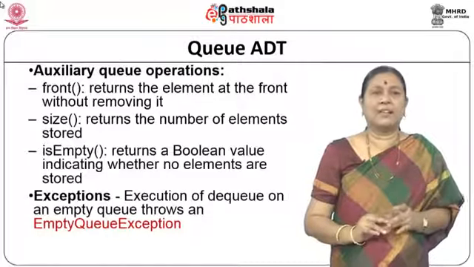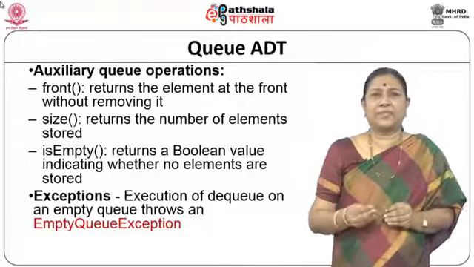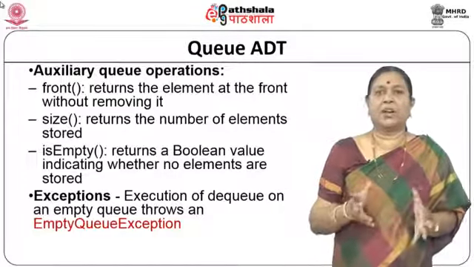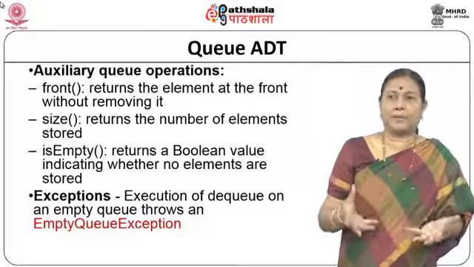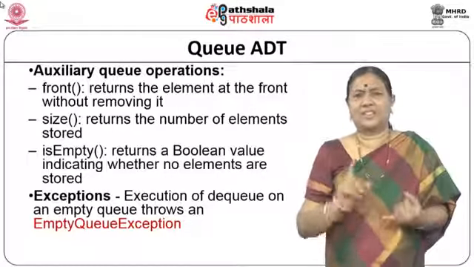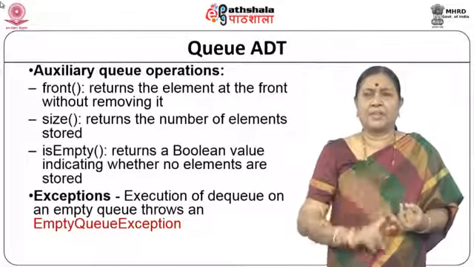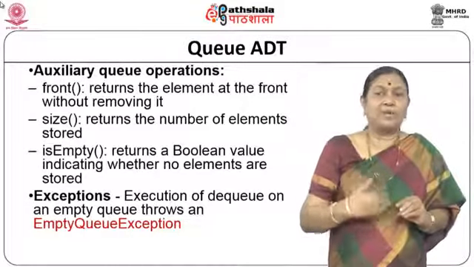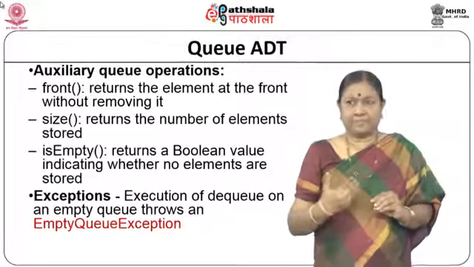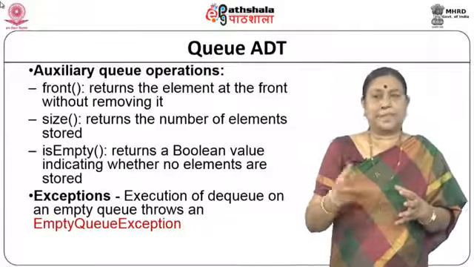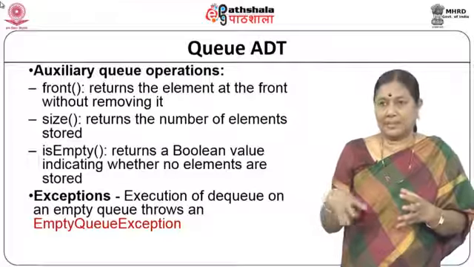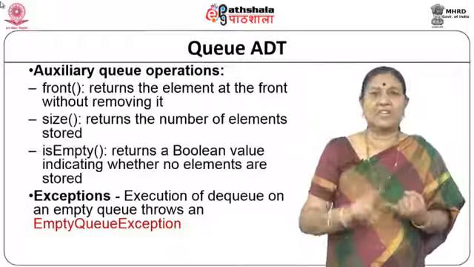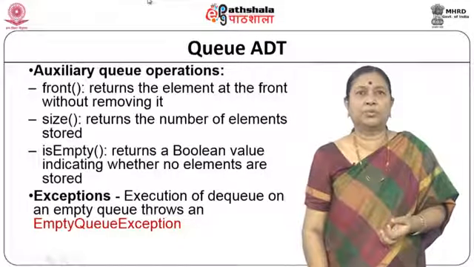And exceptions are there. This is typical again. Execution of a dequeue on an empty queue will always throw an empty queue exception. So, you cannot delete an element from a queue if it is empty. This is true for any data structure we have seen up to now: list, stack, now queue, this exception comes. Added to this, you will remember there is an add operation. You can add an element if the maximum size is not exhausted, but that is implementation specific for array. This is true again for lists, stacks and queues.